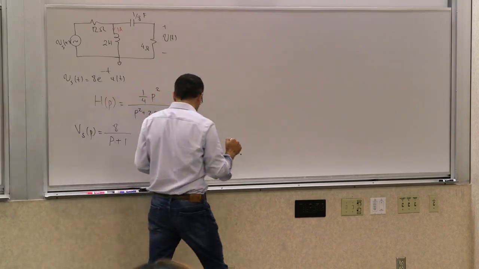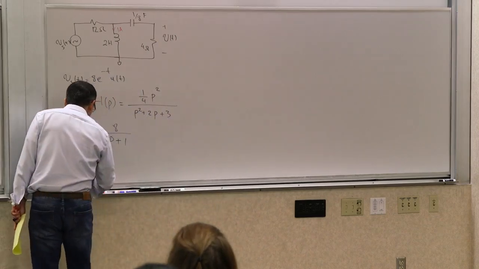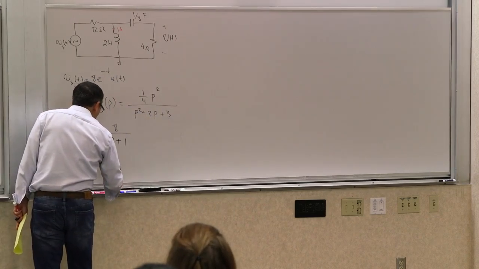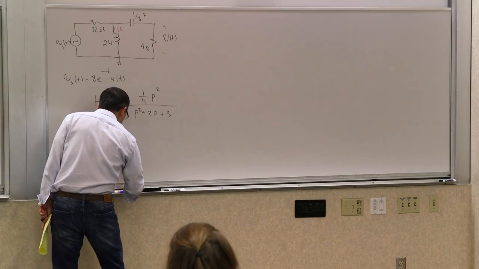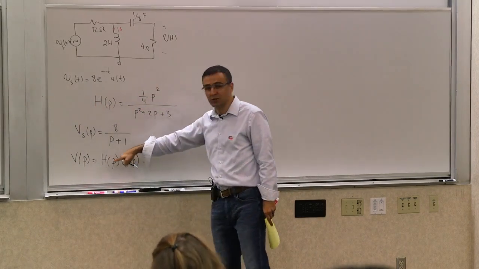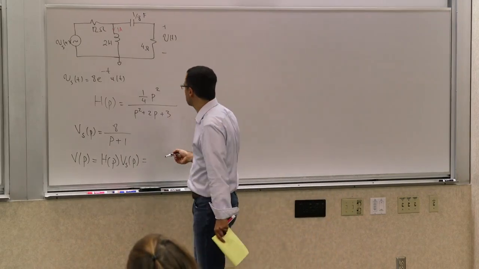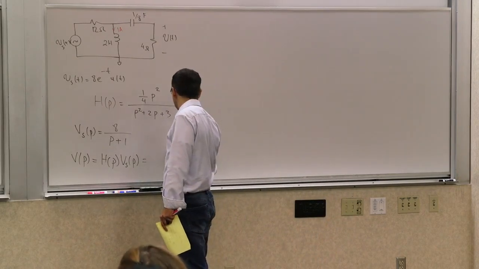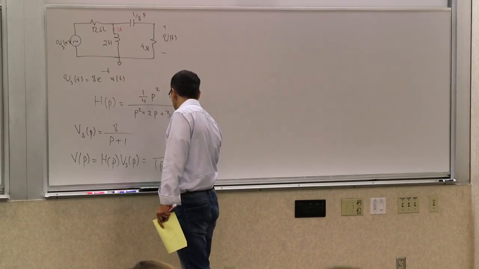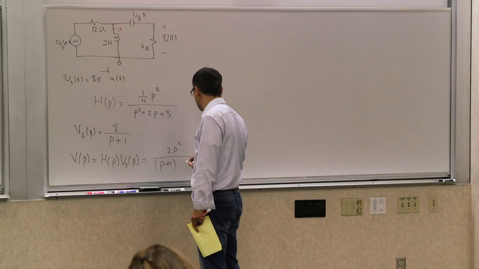Yes, exactly. So this operating on an impulse produces this. So what is the output operator? V of p is going to be h of p times Vs of p. This is the convolution in time domain. Now it's just a product. So we just multiply these, you get 2p squared over p plus 1 times the roots of that, times whatever that is.